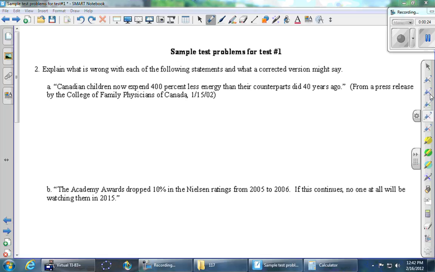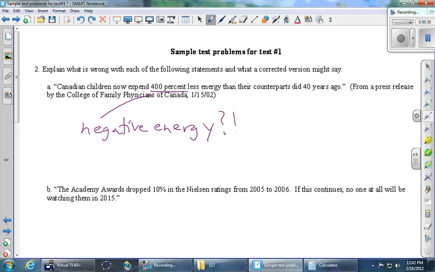So what's wrong with this is that you can't spend 400% less energy, because that would mean you are spending negative energy. So it's not really clear what percentage they were interested in, but certainly the maximum percentage would be 100.